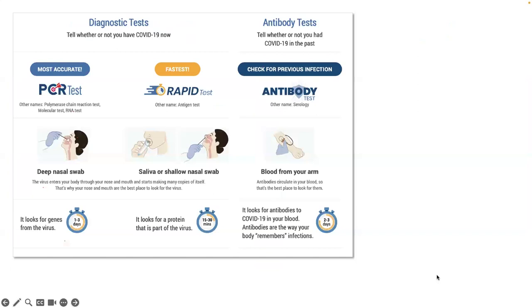Given that a key information need was distinguishing between the different kinds of COVID tests, it was important to us that participants pay attention to the top part of this page. Here we're seeing diagnostic versus antibody. However, it just could not compete with the eye-catching illustrations in the center of the page.